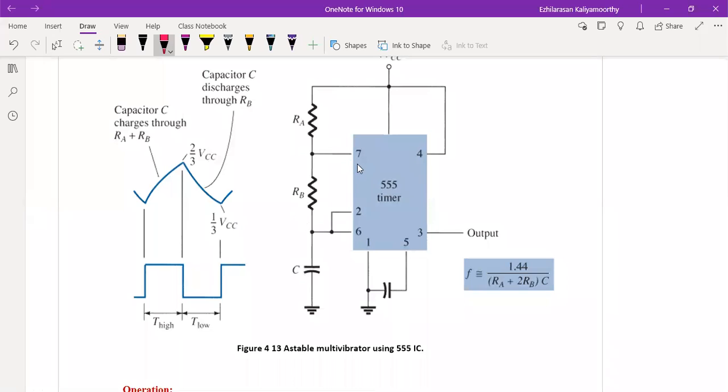You can see pin number 7 is connected, pin number 2 is connected, 6 is connected, the 4 is connected, the 3 is connected to output, and the pins 1 and 5. So like this, the different pins are connected over here. Now normally, because it is an oscillator, we don't have any inputs here. The only thing is that it will produce the output.